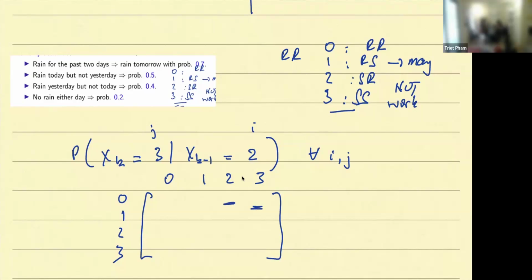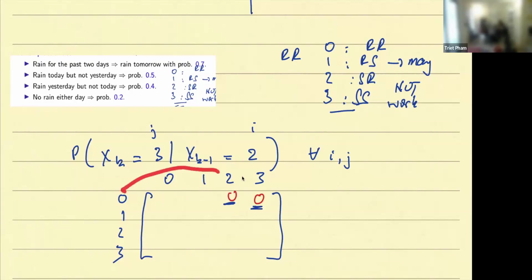And make it easy for you, right? What are these 2 entries? I claim that these 2 entries are zeros. Do you see why? What do I mean by this, right?